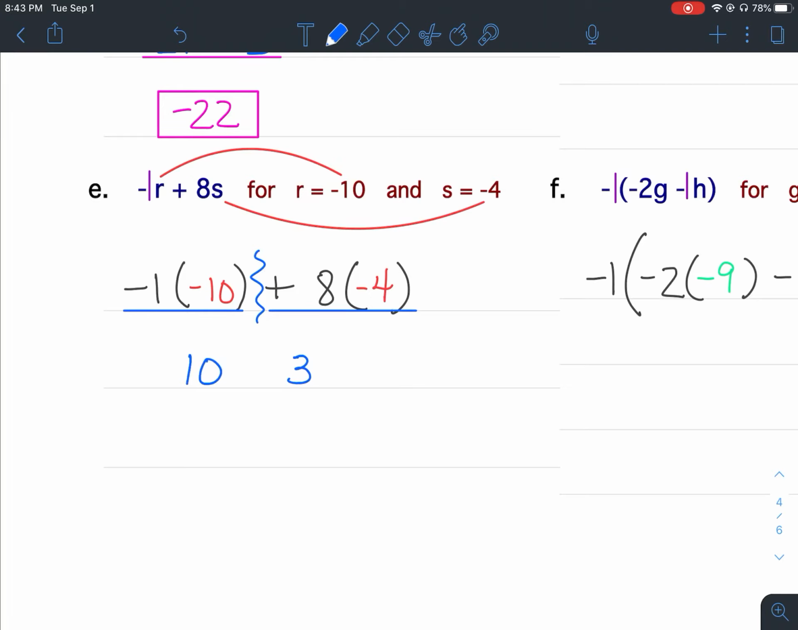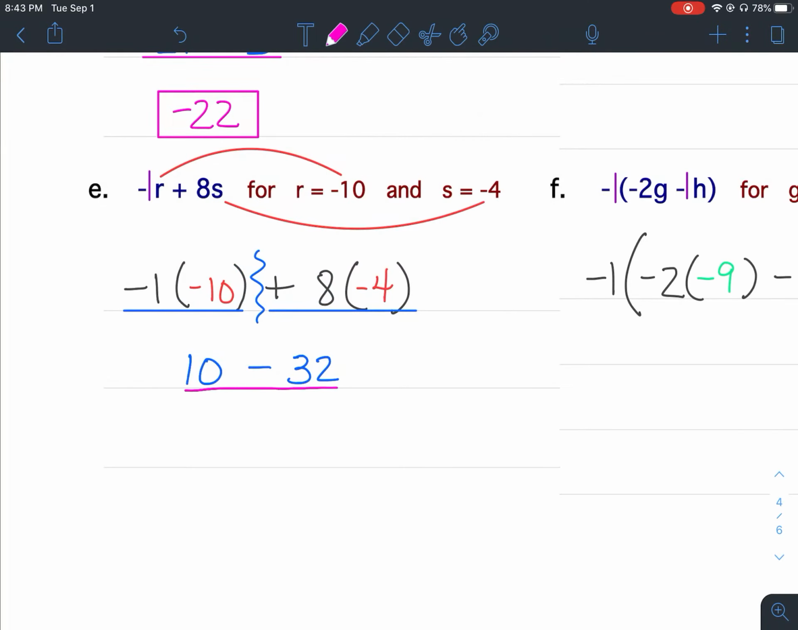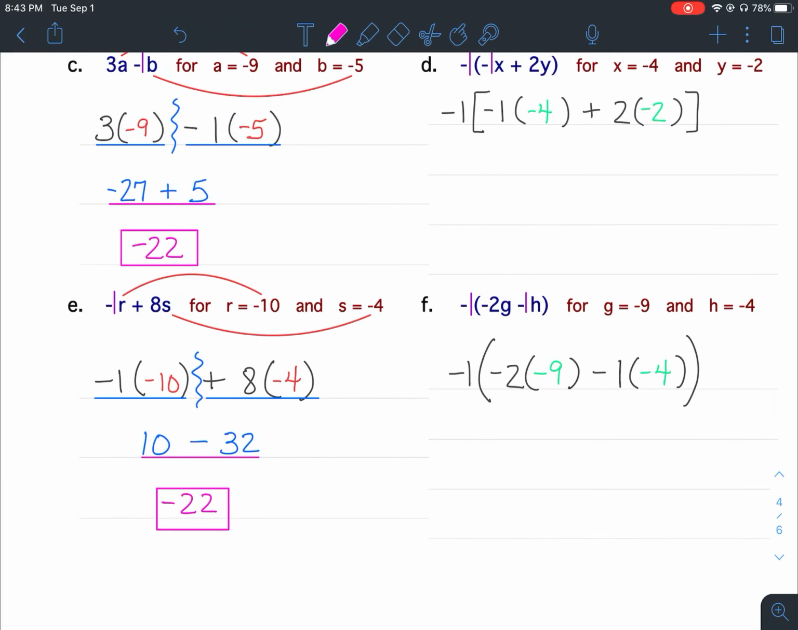8 times 4 is 32. In this case, that's a positive 8 and a negative 4. There's one negative, so this would be a negative 32. Now I combine these numbers. Those signs are different, so I'm going to subtract. 32 minus 10 is 22, and 32 is the larger number, so it's going to be negative 22. So again, check your work, see if yours is correct. If not, you can go ahead and fix it.